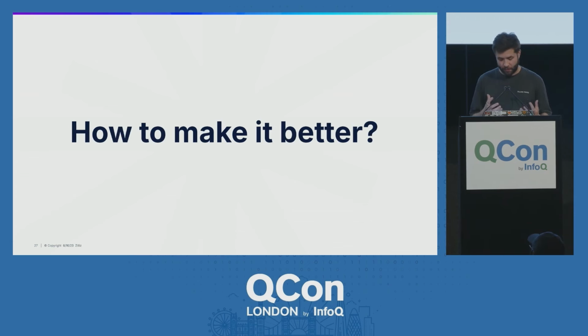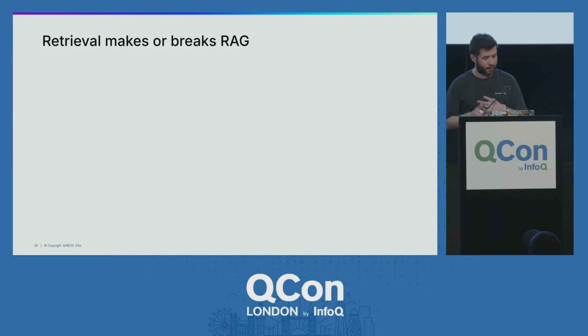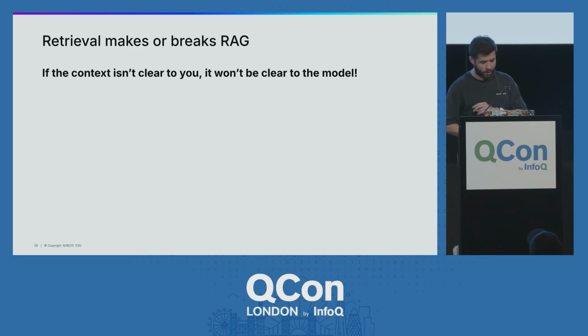So how can we make it better then? We can use the best LLM, we can use the best embedding models, but we've seen on the benchmarks before that actually they're still not very good. So I mentioned it already, retrieval makes or breaks RAG. If the context is not clear to you, don't expect the model to understand it.